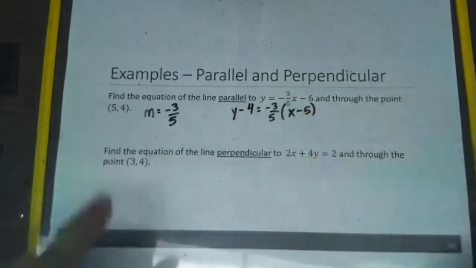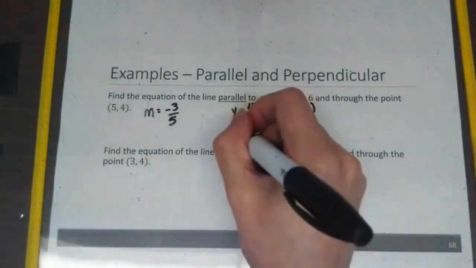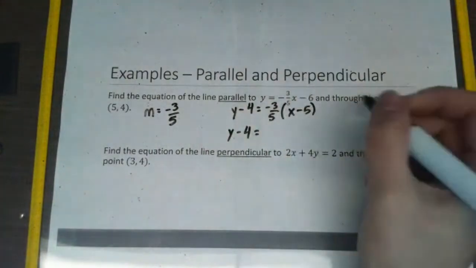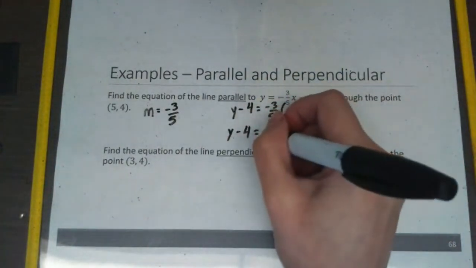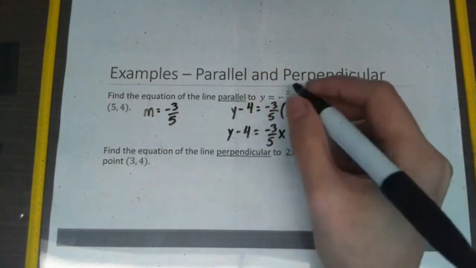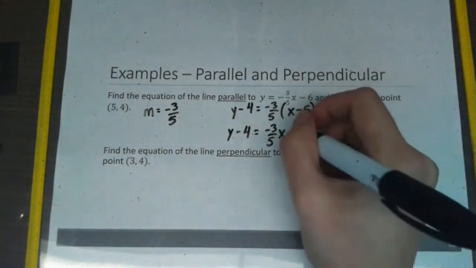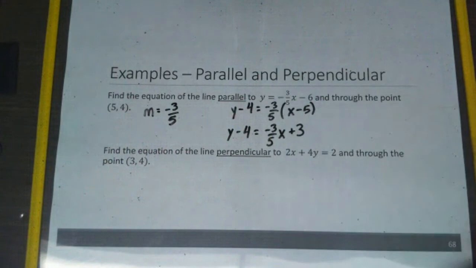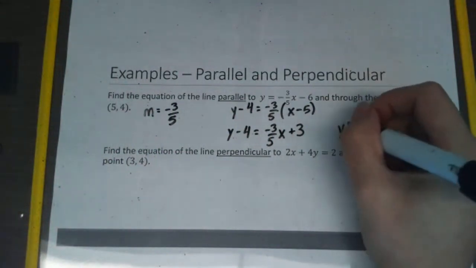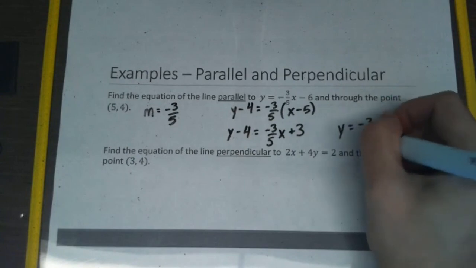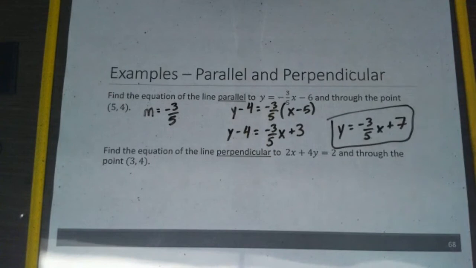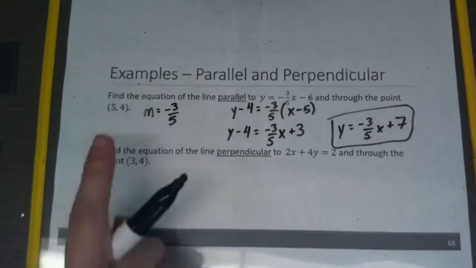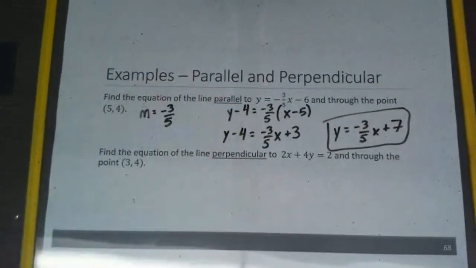x value of 5. That gives me y minus 4 is equal to, distribute my negative 3/5 through the parentheses, and we'll have a negative 3/5 x, and then negative 3/5 times negative 5 is a positive 3. If I add 4 to both sides of this equation, I get y is equal to negative 3/5 x plus 7. This line is parallel to the original, but it also goes through the point (5, 4).